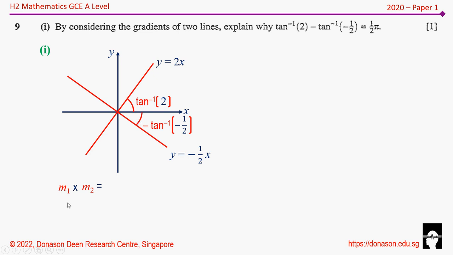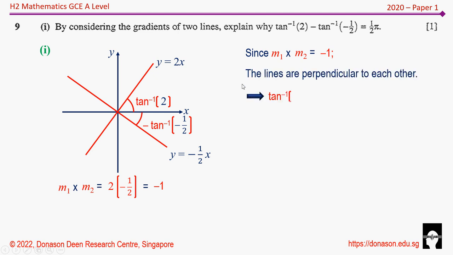So we know that if I take two lines that are perpendicular to each other, and I multiply the gradients together, it should be equal to negative 1. So m1 times m2, gradient 1 times gradient 2. Gradient 1 here is 2, the gradient of this line is negative half. If I multiply these two together, it gives us negative 1. And since m1 times m2 is equal to negative 1, what does it imply? It implies that these two lines must be perpendicular to each other.